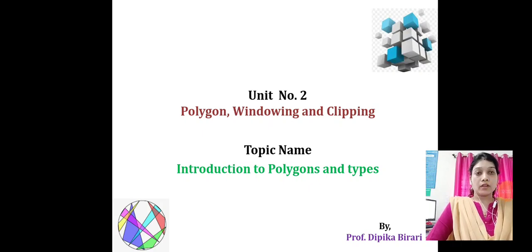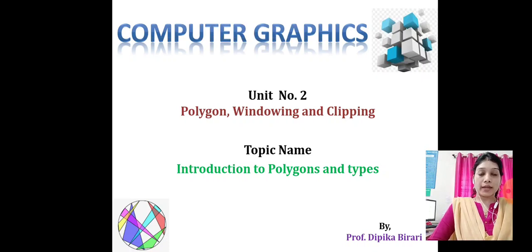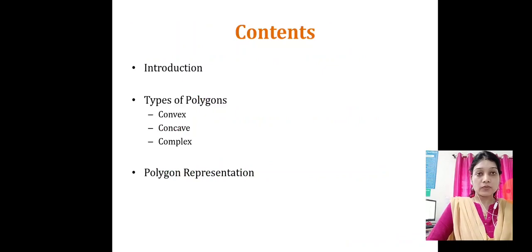Hello everyone. Now we will start with a computer graphics subject and unit number 2. The name of the unit is polygon windowing and clipping, and the topic which we are going to cover today is named as introduction to polygon, the types of polygon, and how we are going to represent that polygon. So these are the contents which we are going to cover today.